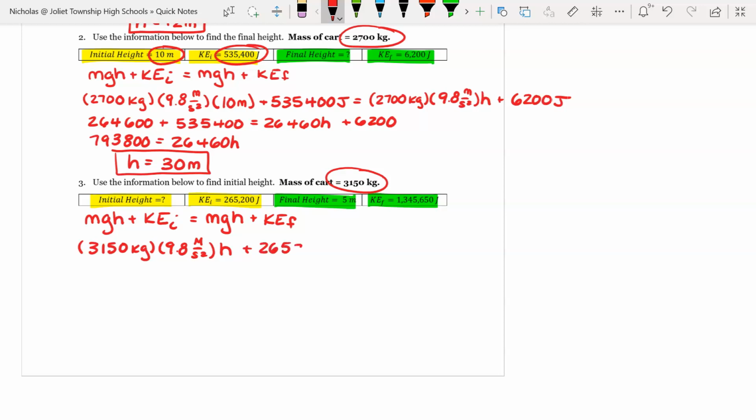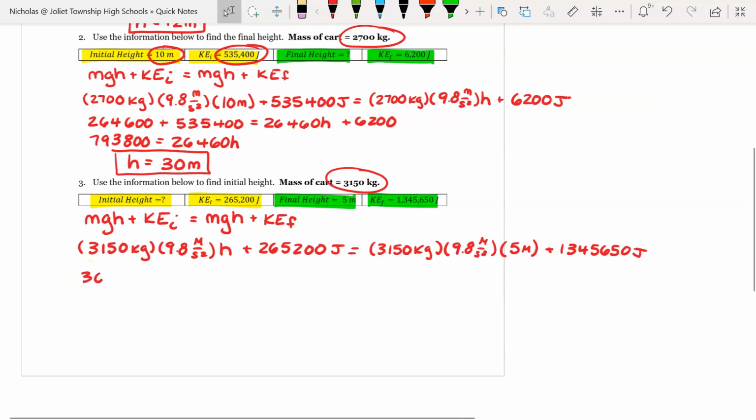The initial kinetic energy. And then we set that equal to the right side. So again, plugging in what we're given. All right, we are given the final height, which is 5 meters. All right, let's try to simplify here. All right, some big numbers on the right side.